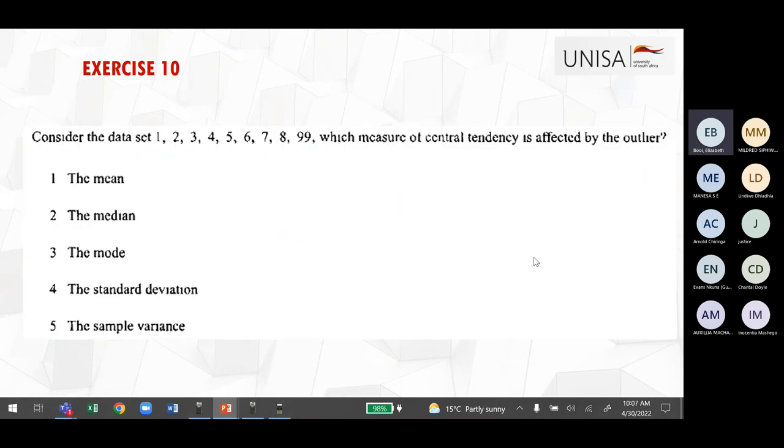All right. I think this is one or two more last questions. This is just a general question anyway, but I just want to test to see if you still remember what you did the last time and what we did today. Consider the data set 1, 2, 3, 4, 5, 6, 7, 8, and 99. Which measure of central tendency is affected by the outlier? Do you still remember? Which measure will be affected by outliers? I'm thinking the mean. The mean. Yes, definitely that will be the mean.